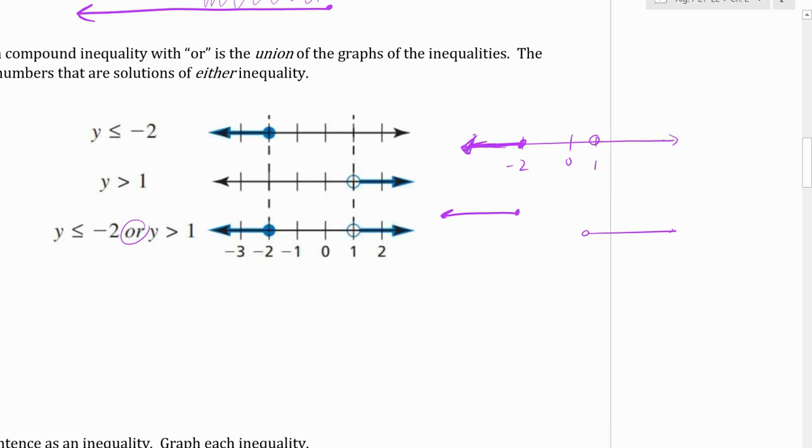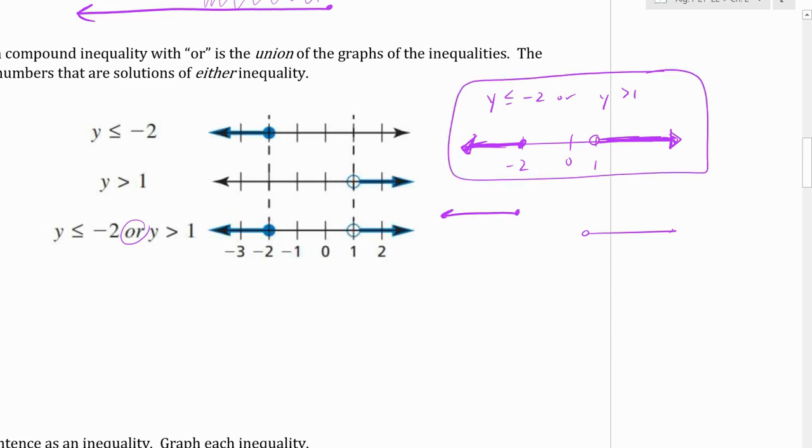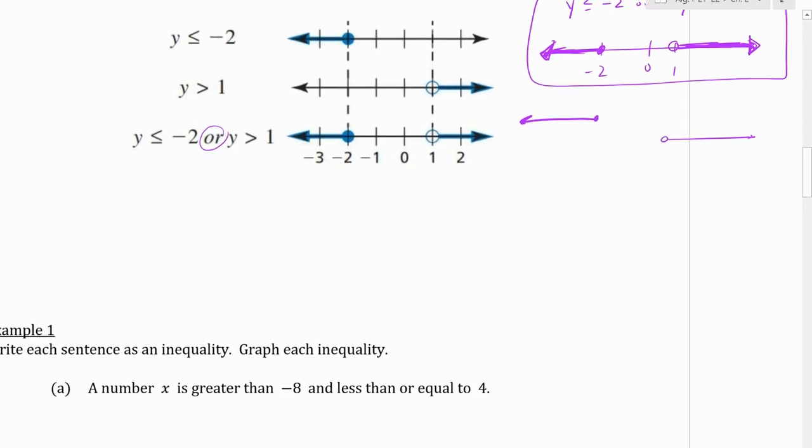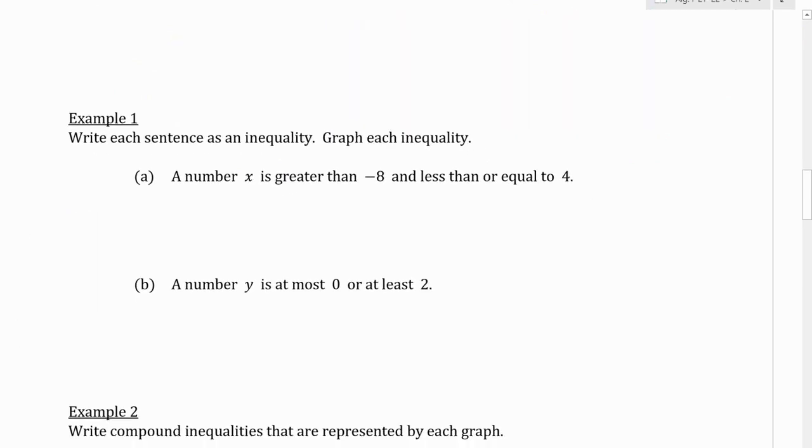All of these numbers work for one or the other. So the easiest way to say it is y is less than or equal to negative 2 or y is greater than 1. And sometimes there'll be a way of cleaning it up and making it simpler, but not here. Okay. All right. So we're going to practice some of this stuff.